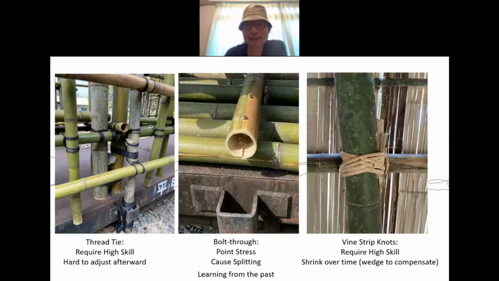On the right-hand side is the more conventional way. They use vine strips to tie the knots. But again, this requires a high skill set. And the other thing is that because both the bamboo and the vine strips are organic material, they will shrink over time, so the tie will become loosened. In compensation, in traditional construction methods, they always put a wedge on the side. And whenever it goes loose, you just knock on the wedge to tighten these joints.